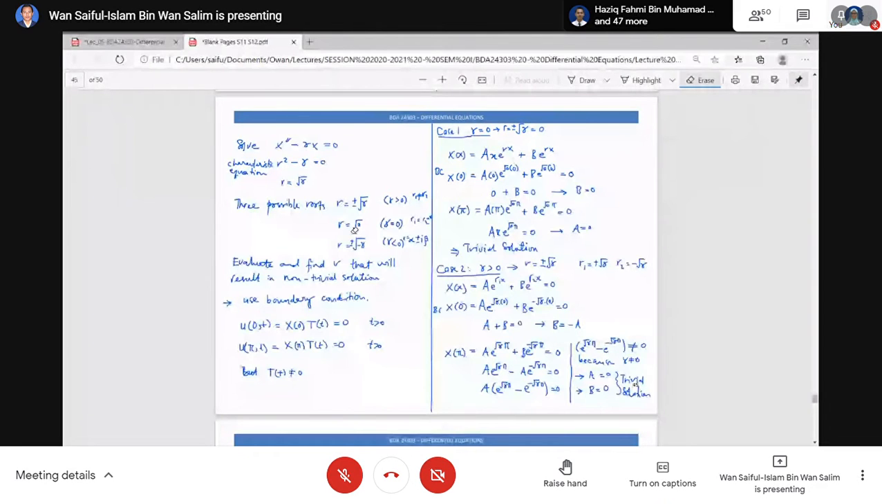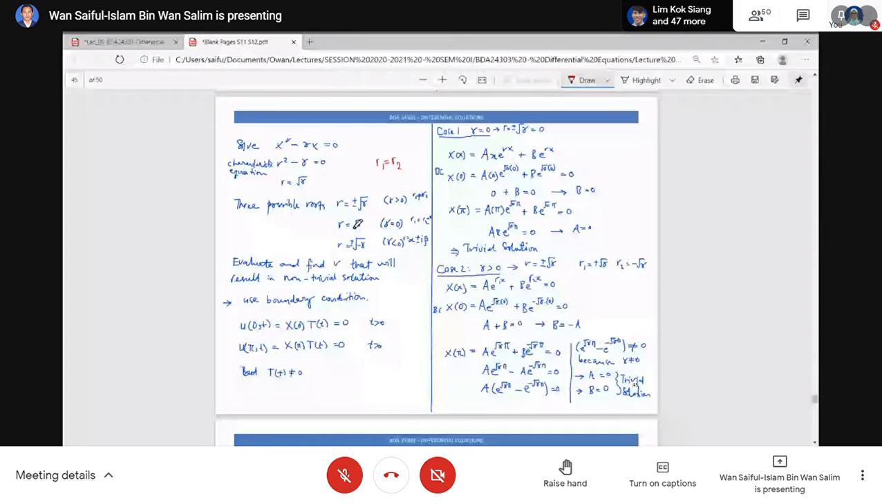roots to be real and equal number, maksudnya if you want the roots R1 to be equal to R2, okay, for the second case ni, then gamma has to be 0. Because if gamma is 0, then R1 is 0, R2 is also 0. So therefore R1 equals to R2. Okay, so in order for R1 to be equal to R2, gamma has to be 0. So we have this as a second possible root.